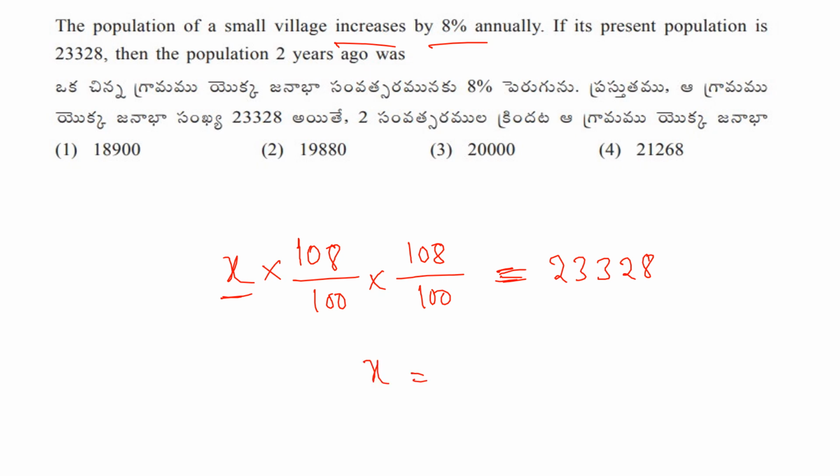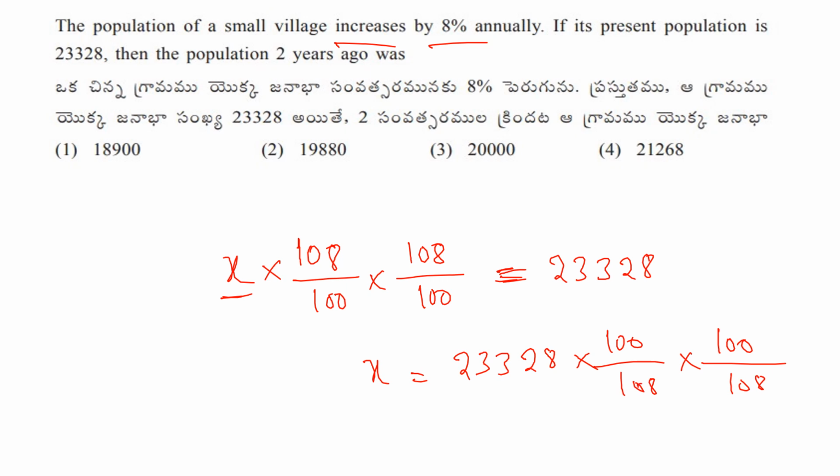So let's calculate this. I hope you are aware of the calculation, right? 23328 into. If we write these values to the right side, the left hand side and right hand side, and move these values to the right hand side, then they will be reversed. If any multiplier value comes to the right hand side, it will be reversed, right? 108, 108. The calculation would be complicated here.